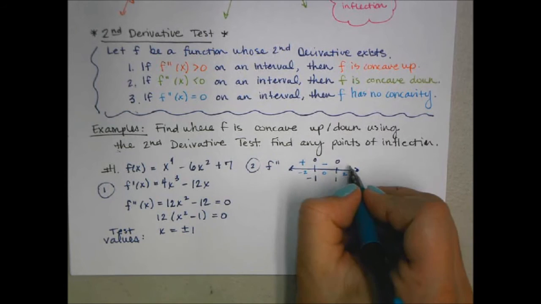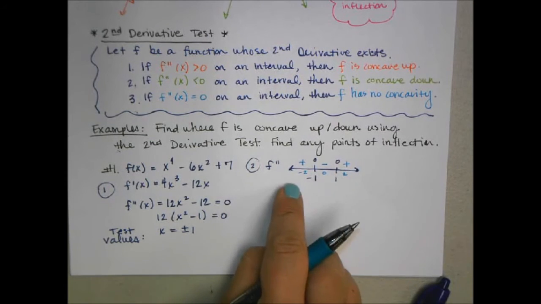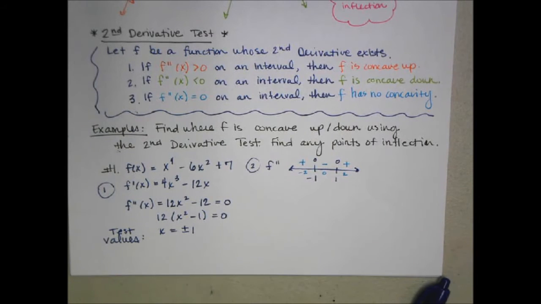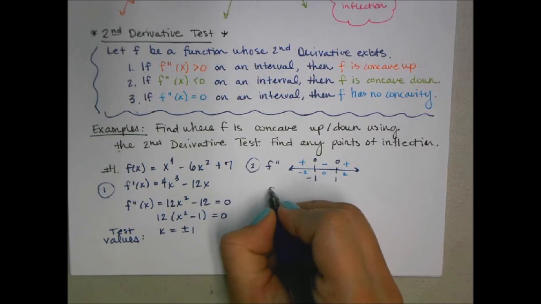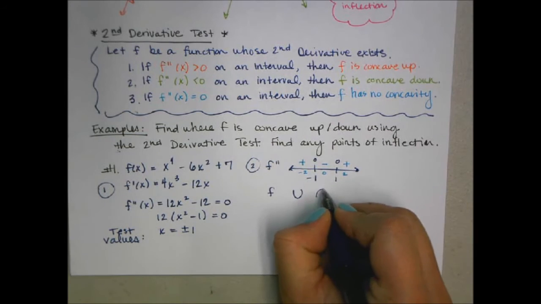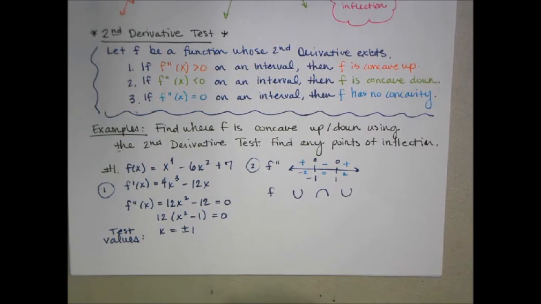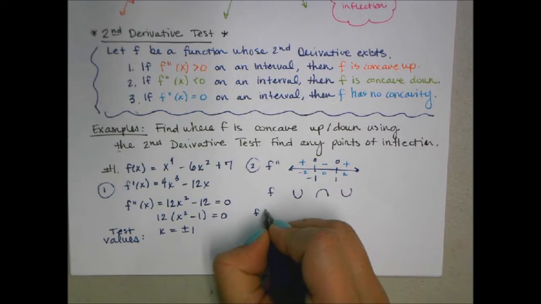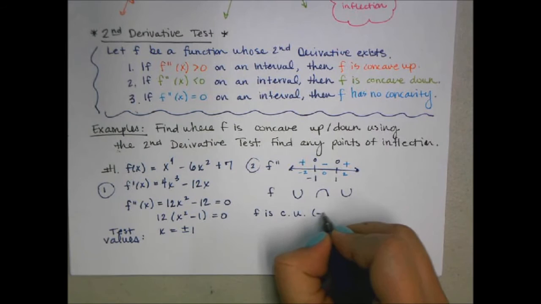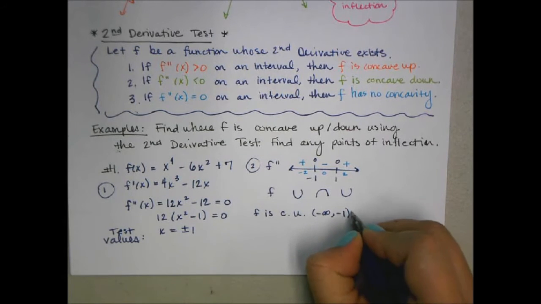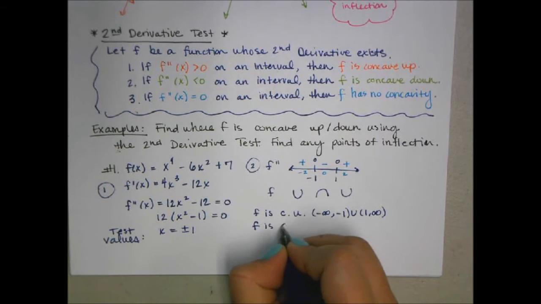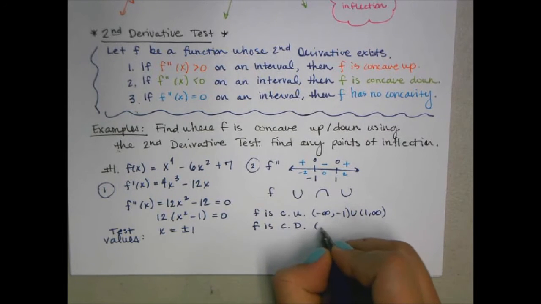So now this is our second derivative test. So if we interpret these results, what's happening to function f here? F is concave up on the first interval, down on the second, and up on the last. And we'll write those out. So concave up, negative infinity to -1, 1 to infinity. F is concave down from -1 to 1.